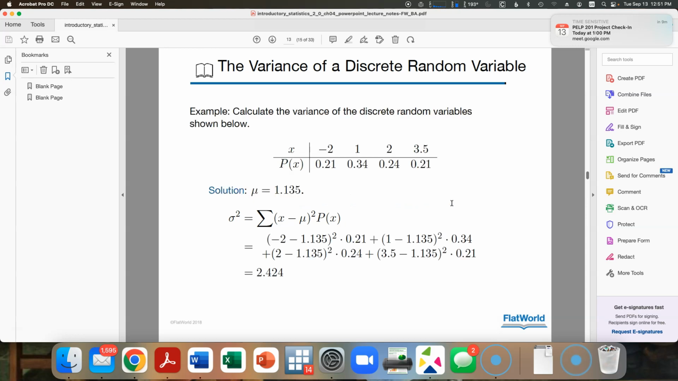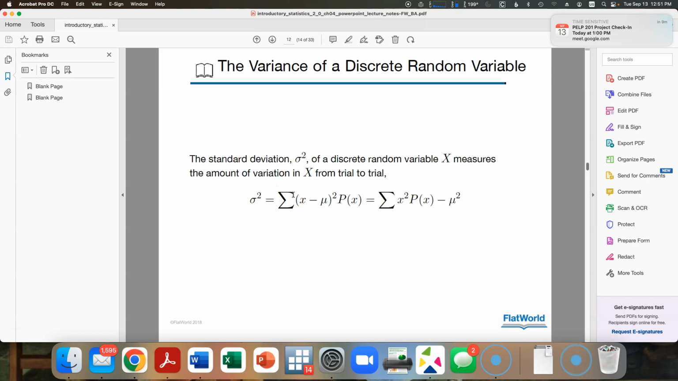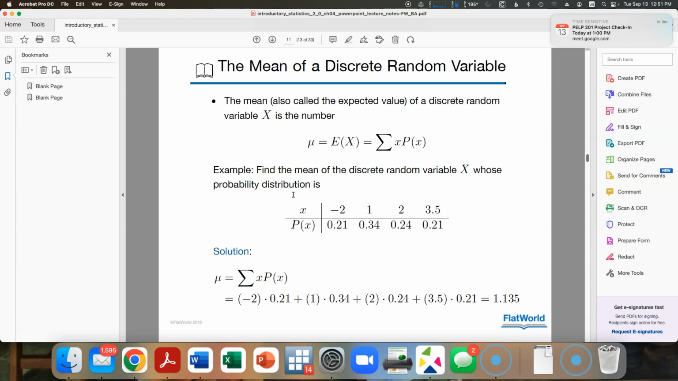And so we see an example of that right here. So let's take our first example that we already solved for. 4 possible outcomes, 4 different probabilities, those 4 different probabilities adding up to 1. We already solved for that mean of 1.135. If that's unfamiliar to you, we just solved that right here.